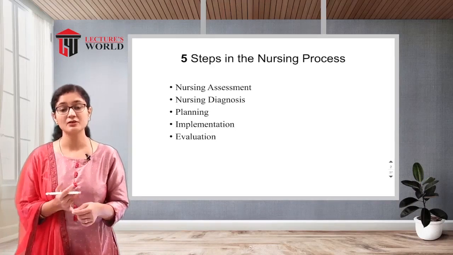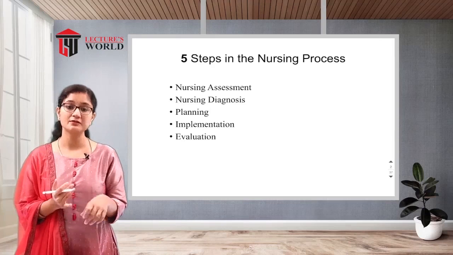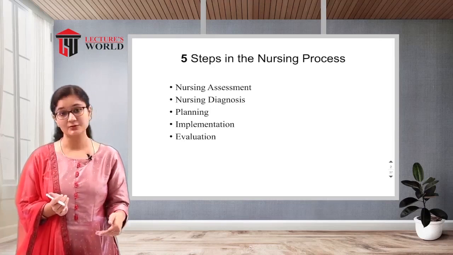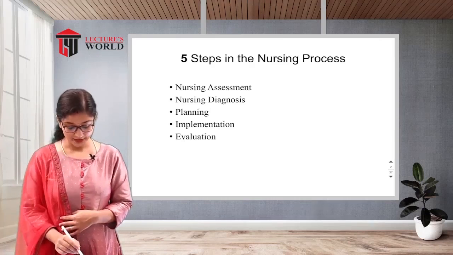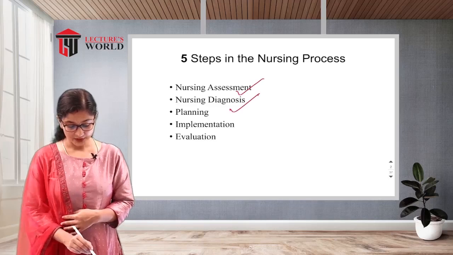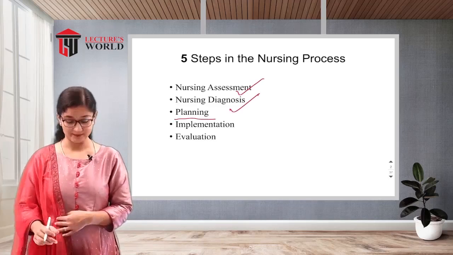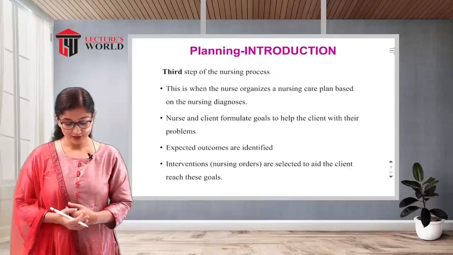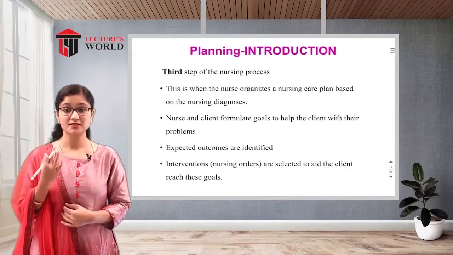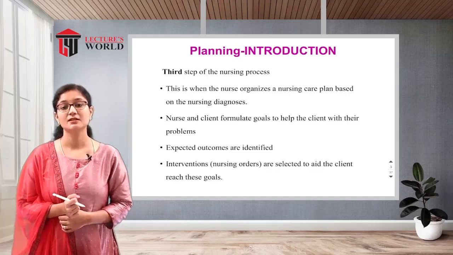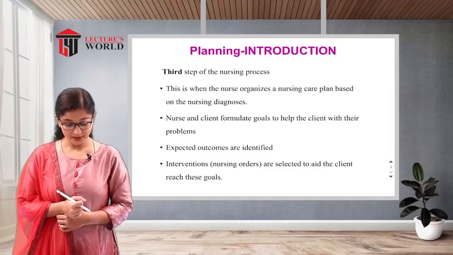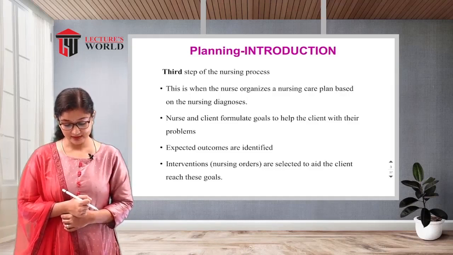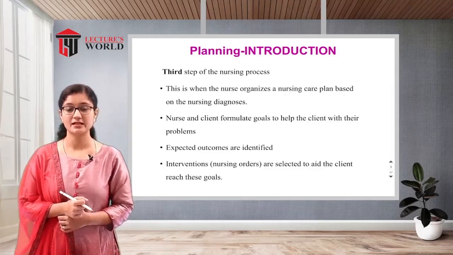So let us start now with the planning, and then we'll end with the nursing process. That is the last two steps you can see, implementation and evaluation. So we had completed these two. Today we are going to see about planning. So planning is nothing but the third step of the nursing process. It is when the nurse organizes a nursing care plan based on the nursing diagnosis.